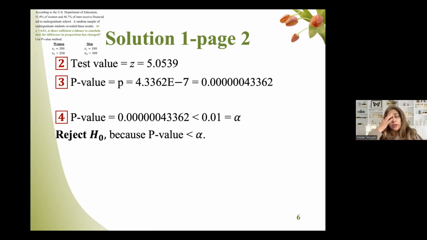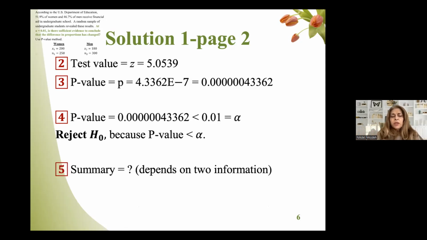Now we are down to step number 5, which is to write our summary. To write the summary depends on 2 pieces of information: what is our claim, and if we rejected or did not reject null. So claim was H1 because P1 was not equal to P2. And from step 4, we rejected null.